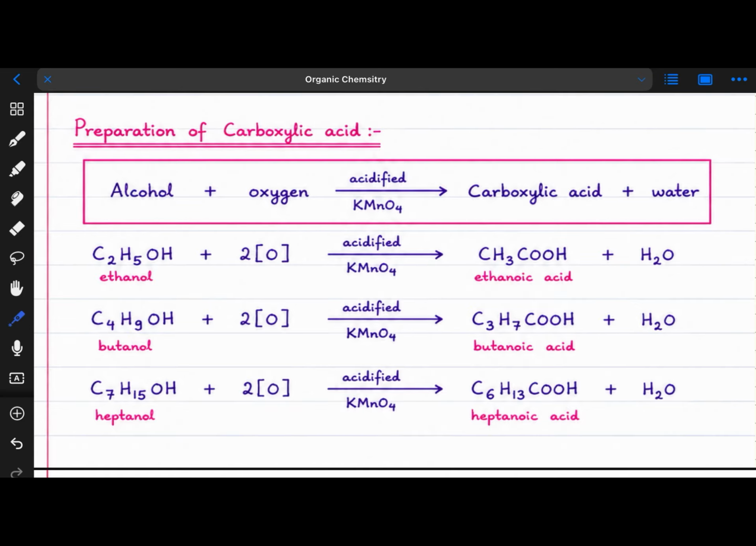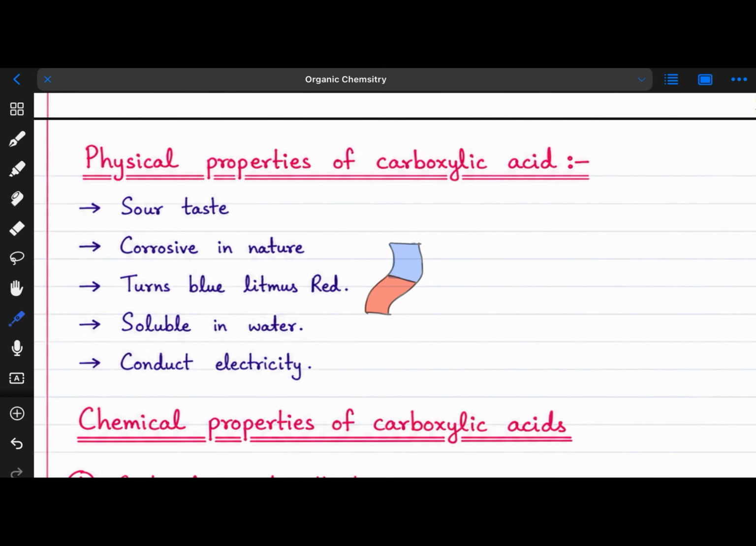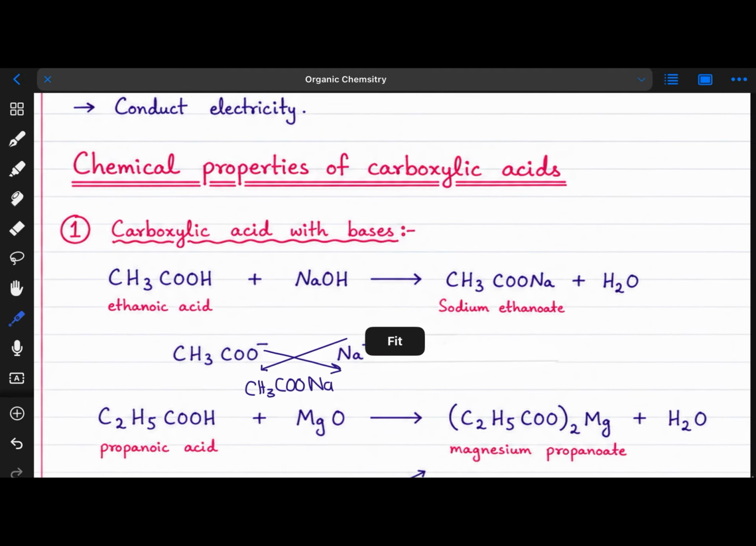Here, ethanol reacts with the atomized oxygen to form ethanoic acid and water, and the same thing is happening with butanol and heptanol. Now let's talk about the physical properties of carboxylic acid. The first property is that they are sour in taste, just like vinegar and citrus fruit, and they're corrosive in nature, meaning they can damage metal and burn the skin, and they turn blue litmus paper red. Litmus paper is actually an indicator that helps us to distinguish between acids and bases. Carboxylic acids are also soluble in water, and they conduct electricity in their aqueous solution form.